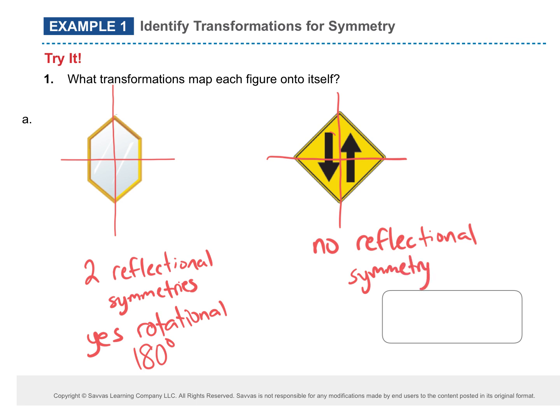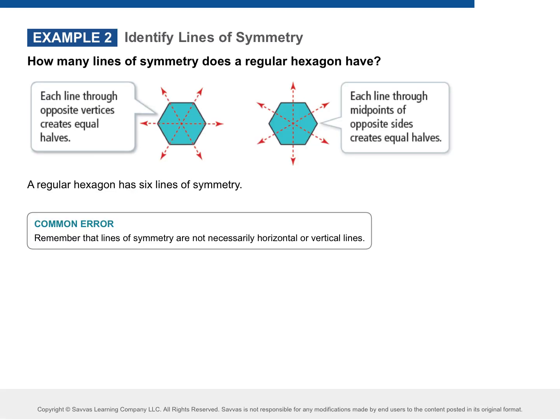What about rotational symmetry? Is there a way I can rotate that to make it look like itself? 180, right? Yep, so yes, rotational, 180 degrees. If you're having trouble visualizing this stuff, literally take your paper and turn it 180 degrees. Is it the same image? Yes.